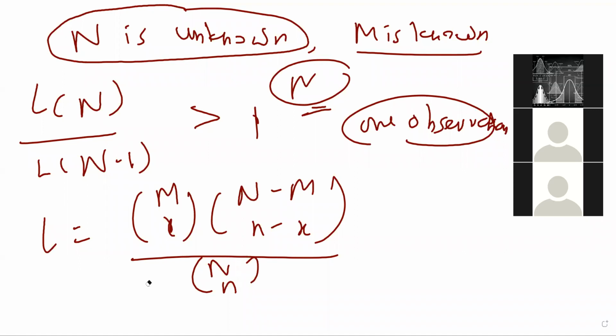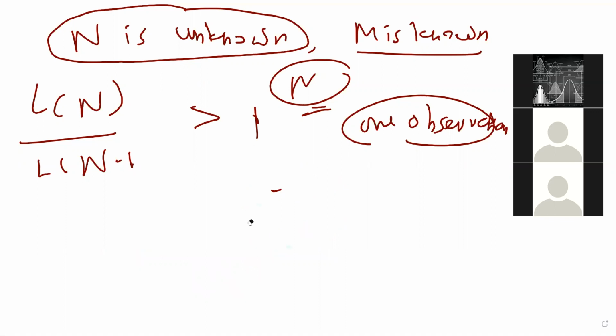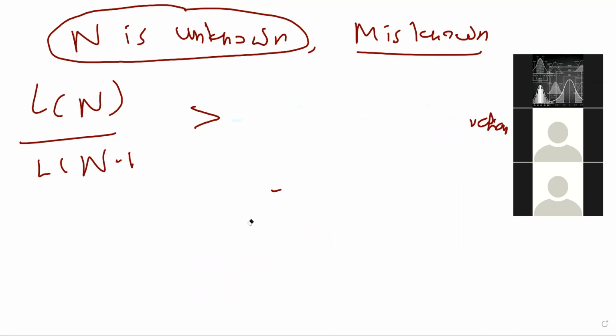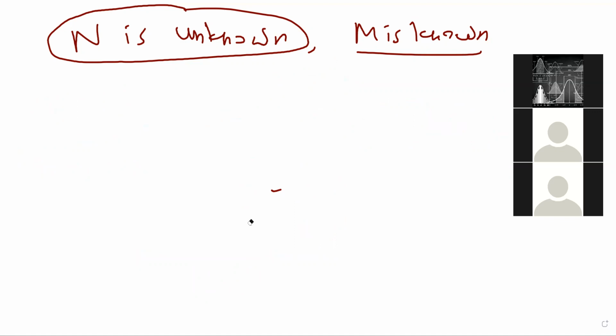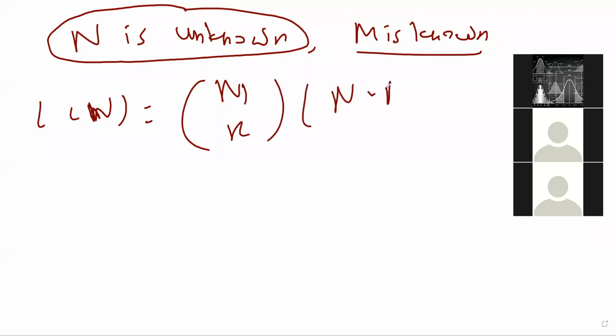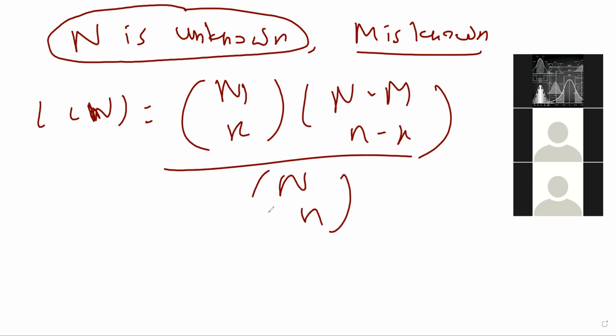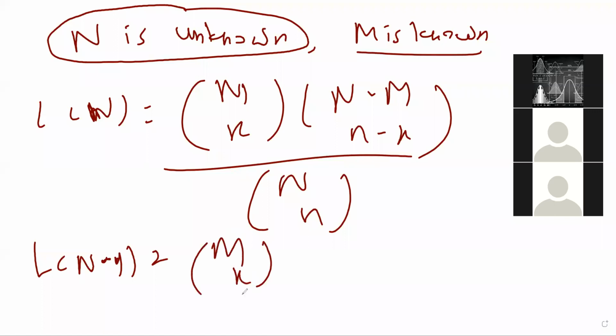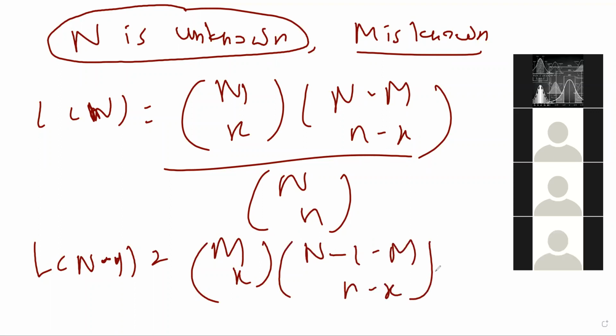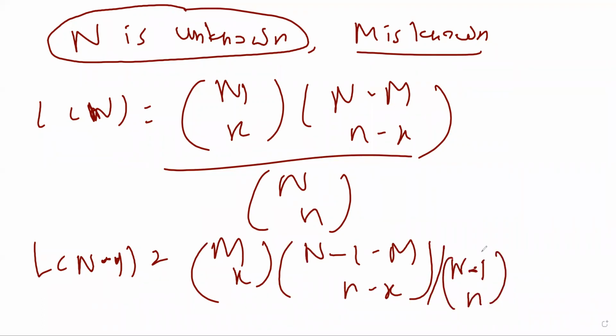See the L is here. So now we are going to write what is L of n here, Kirti. L of n is the same thing: mCx times (n-m)C(n-x) upon nCn. And what is L(n-1)? We have to put n minus 1 in the place of n, and divide by (n-1)Cn. Is it right? Anybody have any doubt in this? Yes, sir. Right, sir.